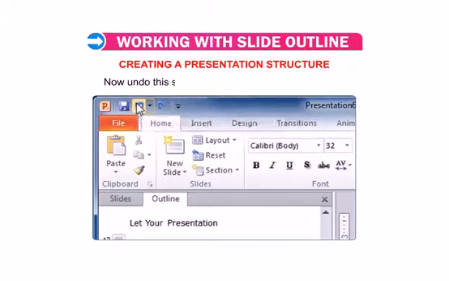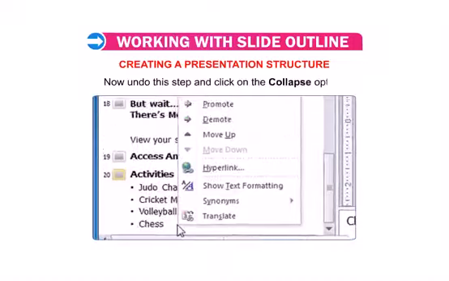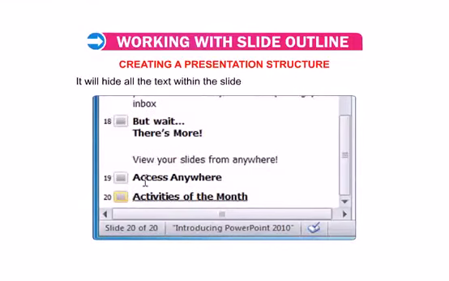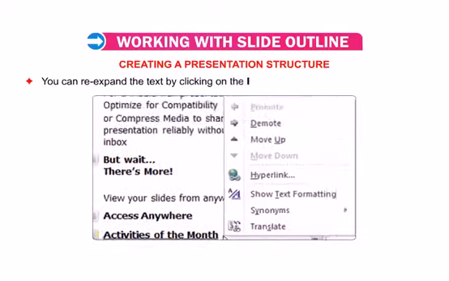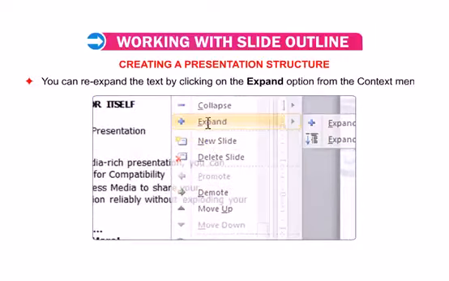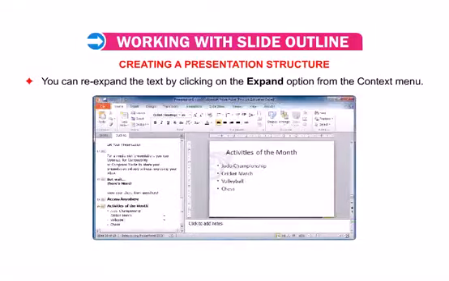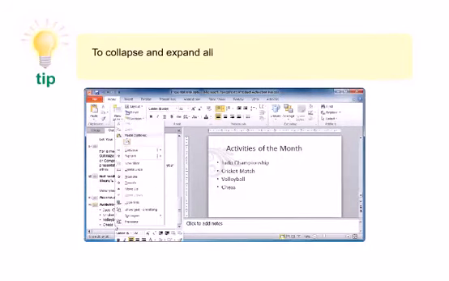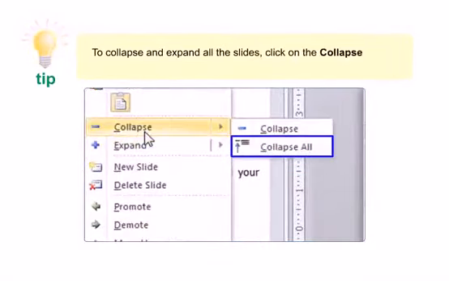Now undo this step and click on the Collapse option. It will hide all the text within the slide and show only the slide title. You can re-expand the text by clicking on the Expand option from the context menu. Students, note the tip. To collapse and expand all the slides, click on the Collapse All and Expand All button.